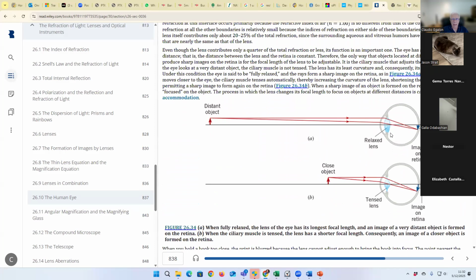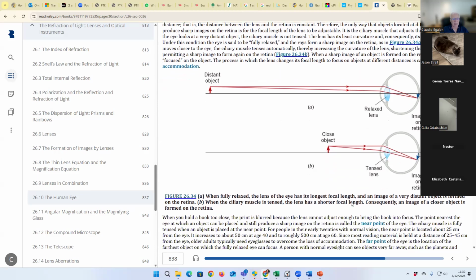Okay. Look at the curvature of the lens. It has a very large curvature radius, right? But for a closer object, the curvature must become smaller to refract more the light. And then he says, tense the lens.